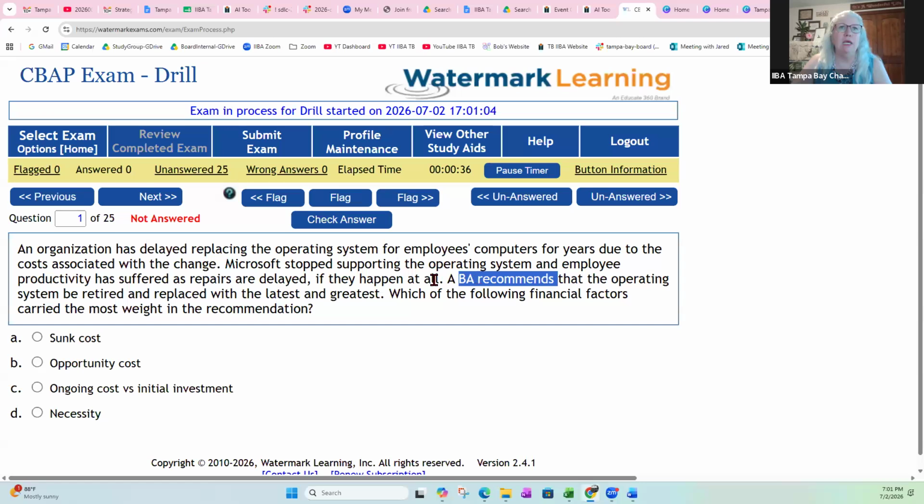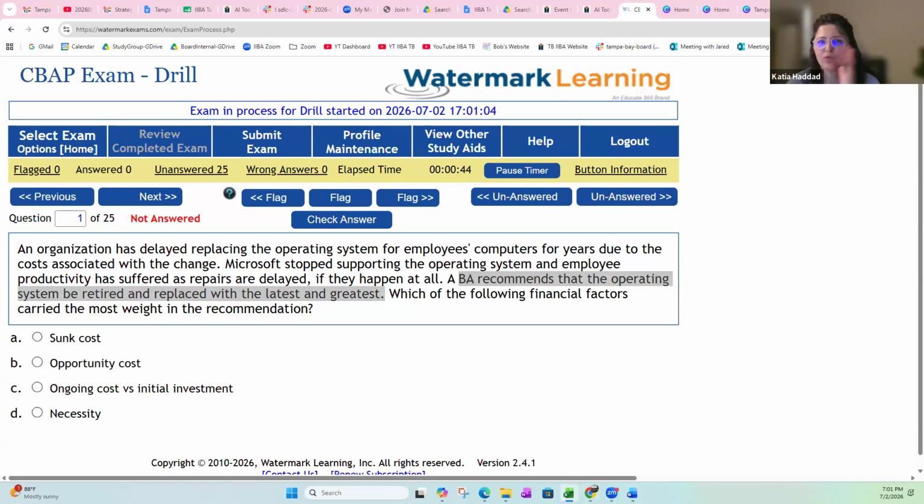So if the BA is recommending a solution, what chapter and what task are we in? Chapter 8, we are in solution evaluation, the last one. Recommend actions to increase solution value. So the solution is in place and they've made the recommendation. Welcome, Tosin. Glad to see you. Okay, so which of the following financial factors carries the most weight in recommend actions to increase solution value? Is it sunk cost, opportunity cost, ongoing cost versus initial investment, or necessity?